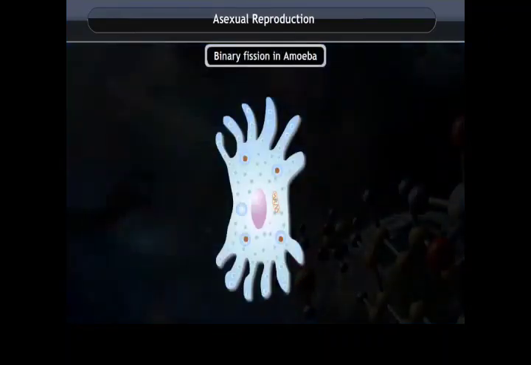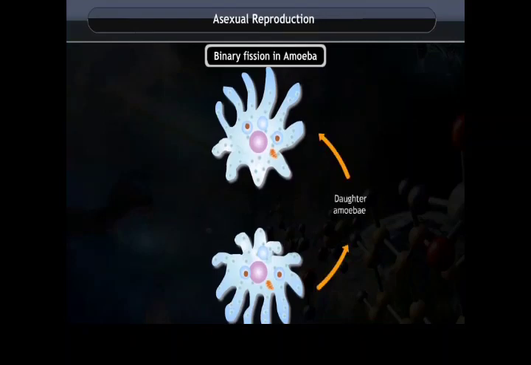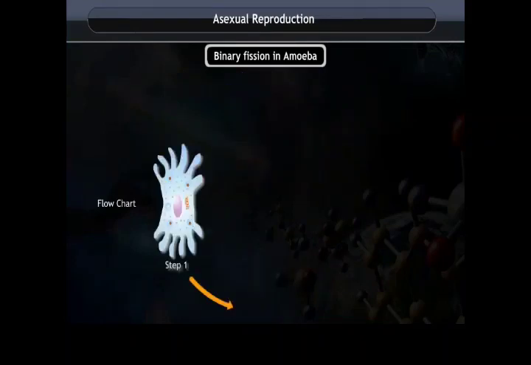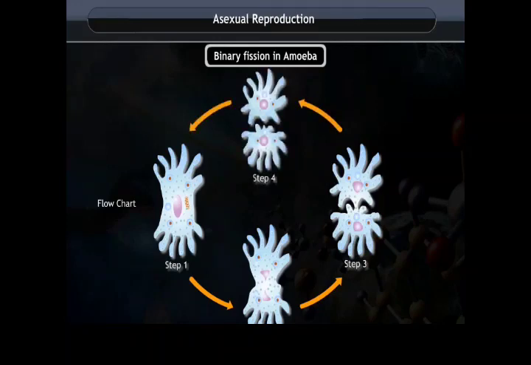The amoeba, which is a single-celled organism, divides by another method called binary fission. The nucleus of an amoeba cell divides into two nuclei, after which the body divides into two, each part receiving a nucleus. Finally, two amoebae are produced from one parent amoeba.